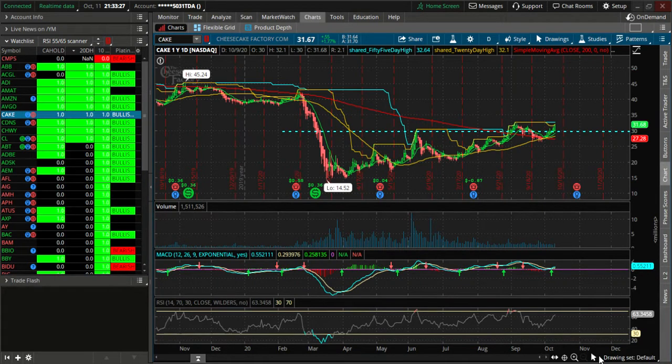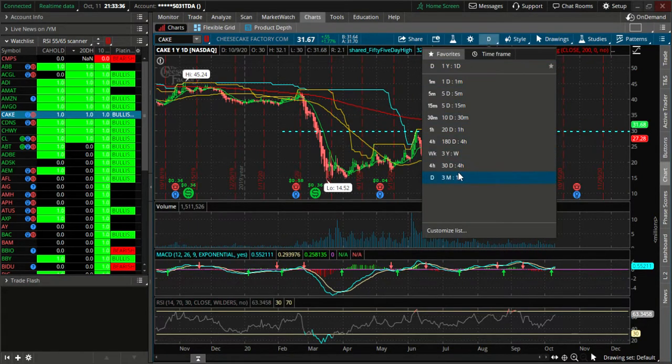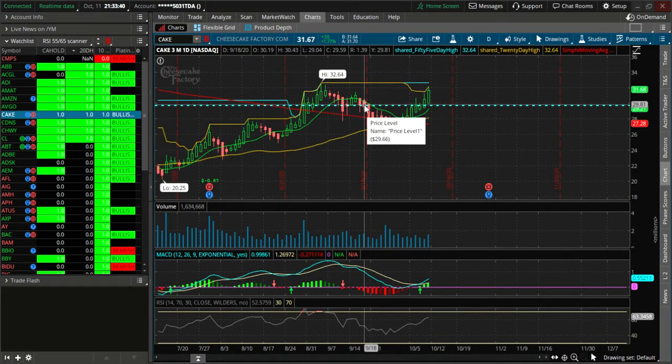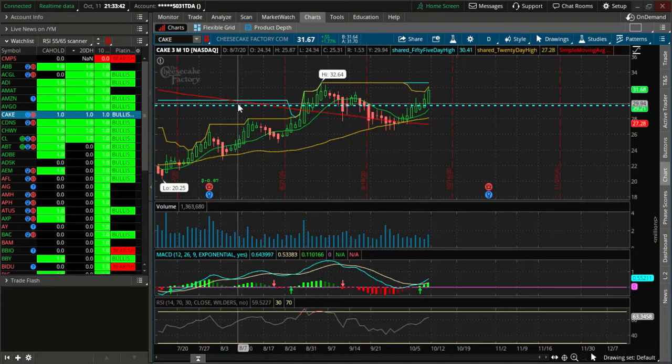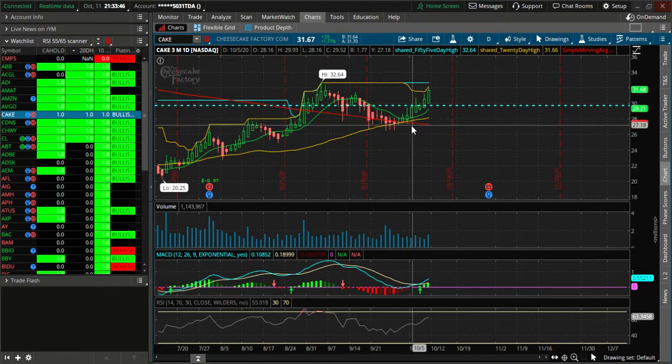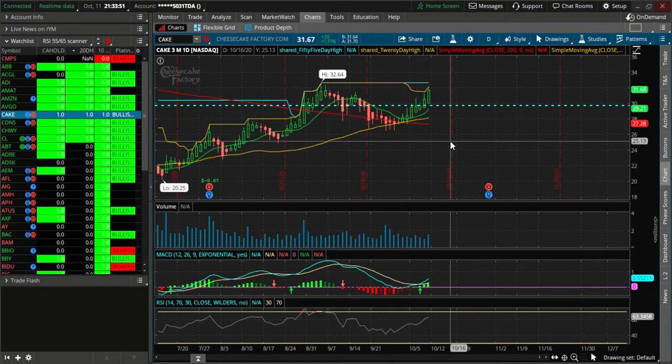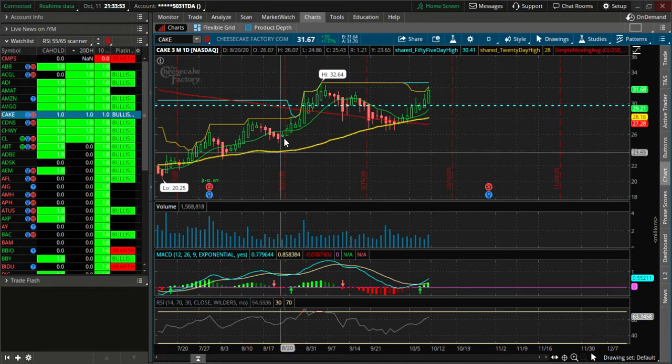Let's see. Yeah, I think I bought that Tuesday the 6th. I think this will be a good opportunity for us to go ahead and zoom in and take a look at why. So I drew a horizontal resistance here. The 20 and 50 day simple moving average is over the 200 day simple moving average.